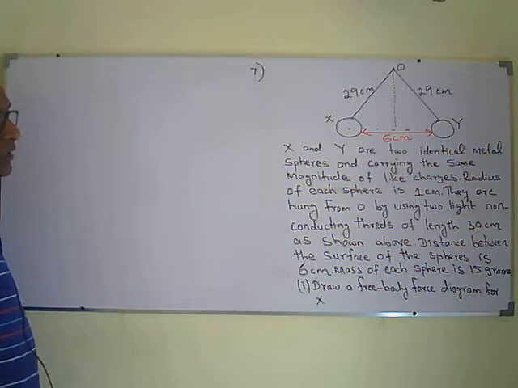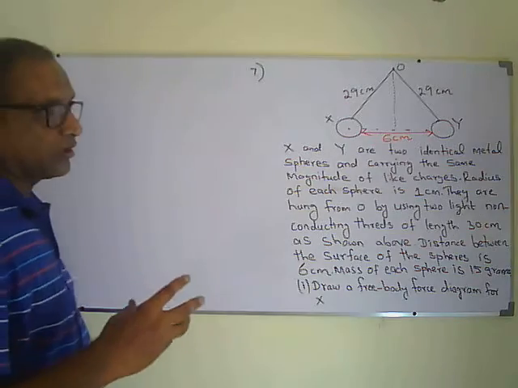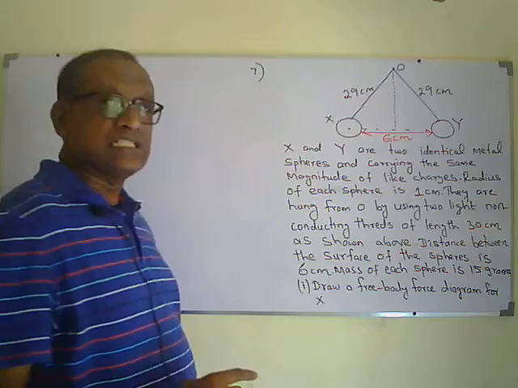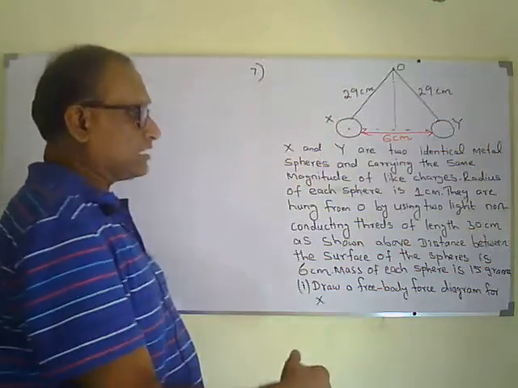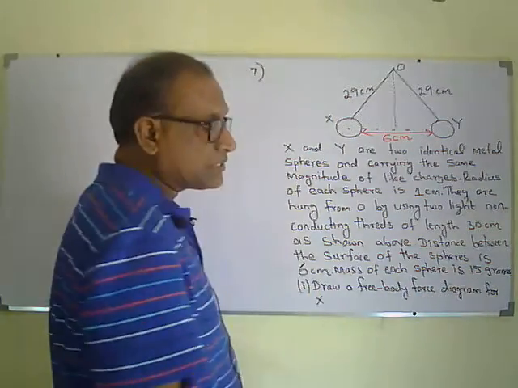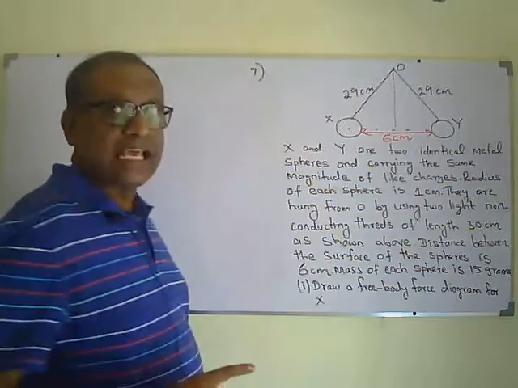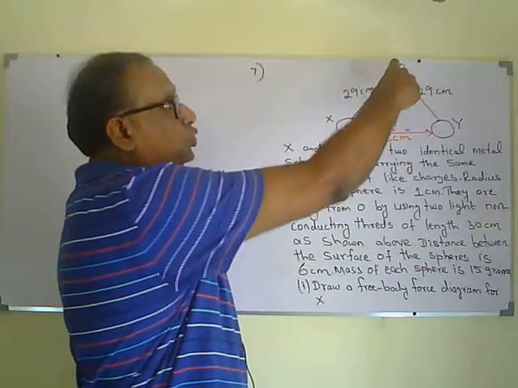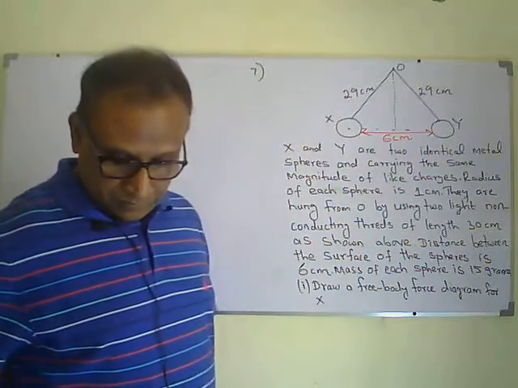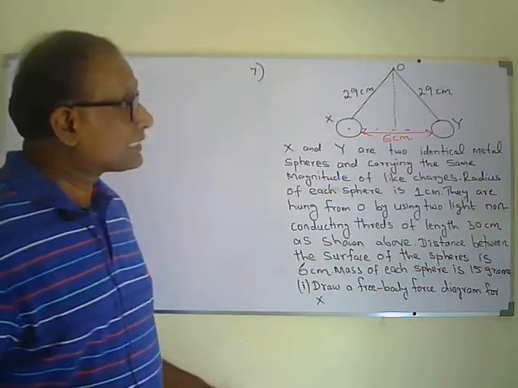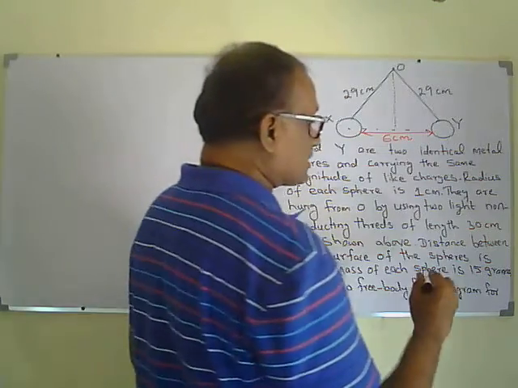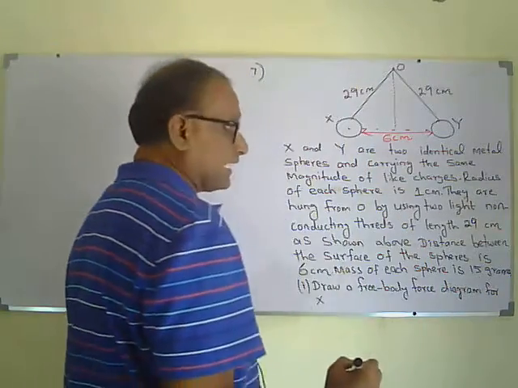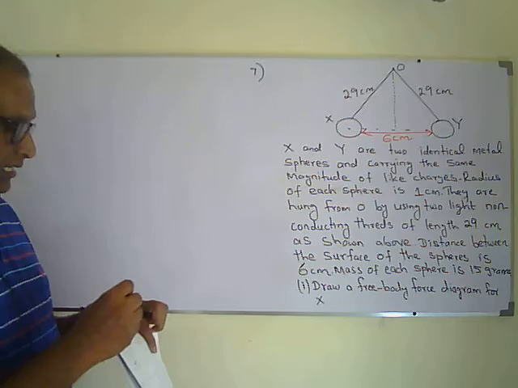Okay, so this is another question based on metal spheres. Here there are two identical metal spheres. The mass of each metal sphere is 15 grams and they carry like charges of the same magnitude. They are suspended by two separate non-conducting strings. The length of each string is 29 centimeters.